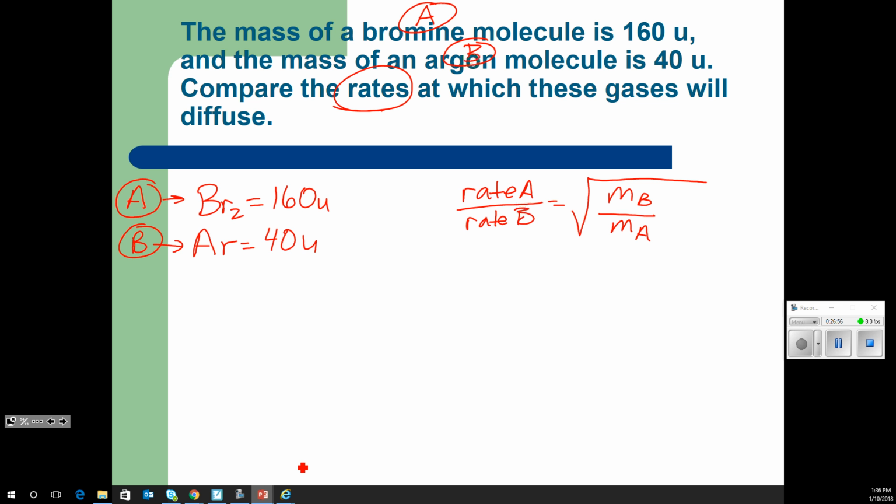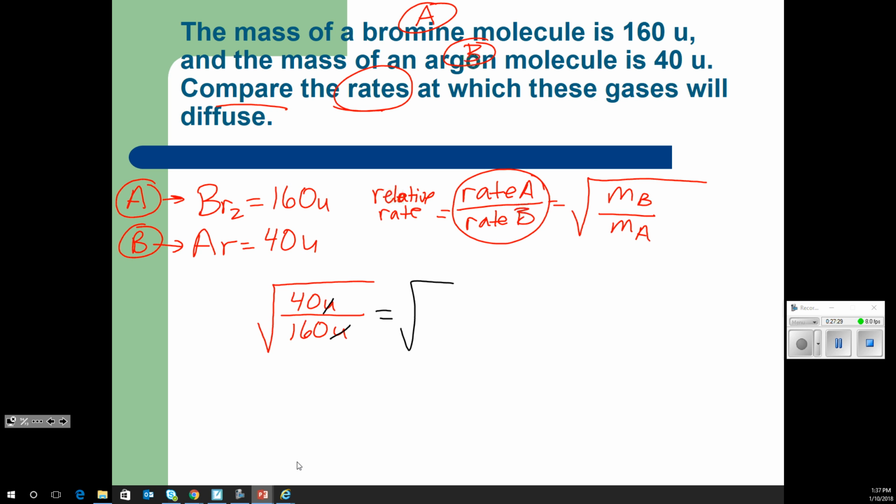I set it up this way so that I can keep things straight. When it says compare rates, we're actually talking about what we call relative rates. They're talking about this fraction right here. So that fraction is a relative rate. So putting in, we would get the square root of mass of B, which is 40 U, divided by mass of A, 160 U. The U's would cancel, right? And we'd end up with the square root of 1/4, which would be what?